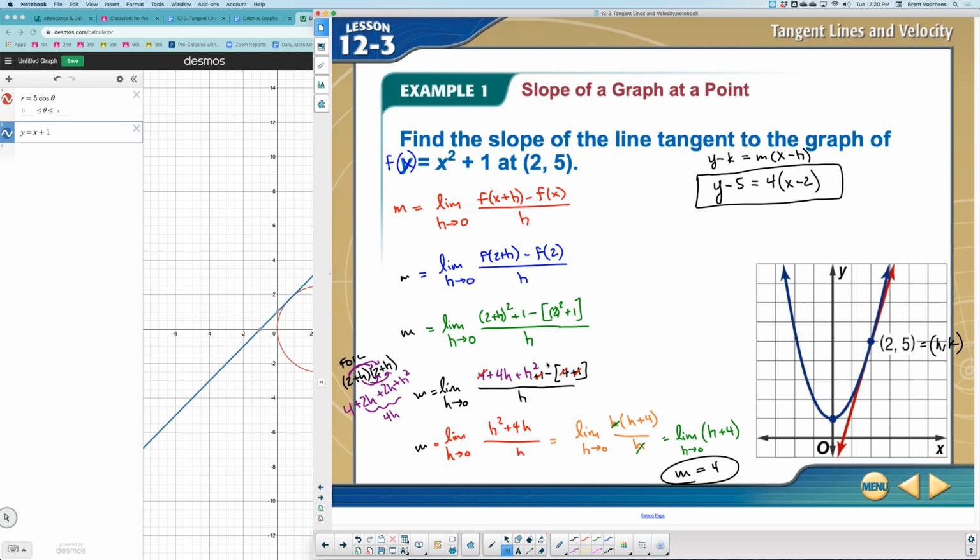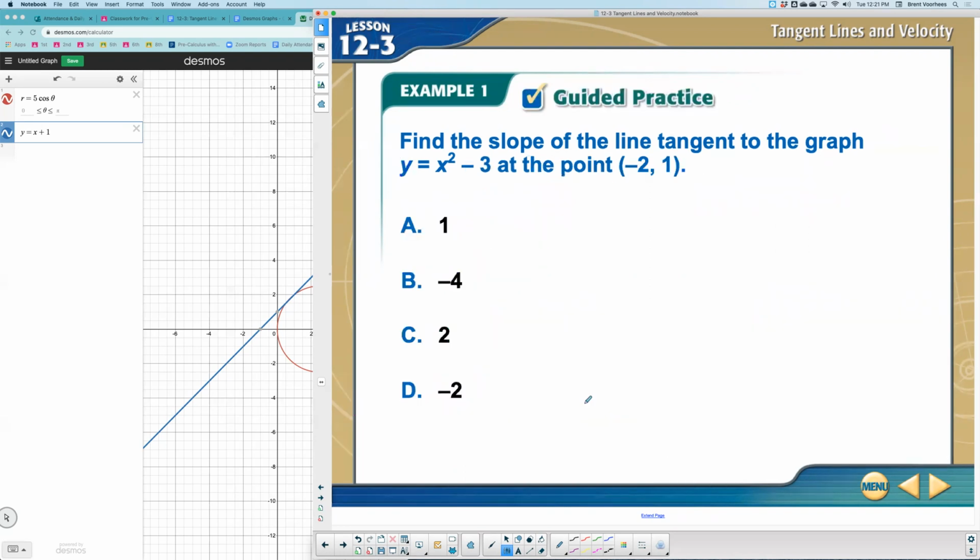So now that you've seen how it works in long fashion, I'm going to let you try this one time, going about it the long way to check your work.